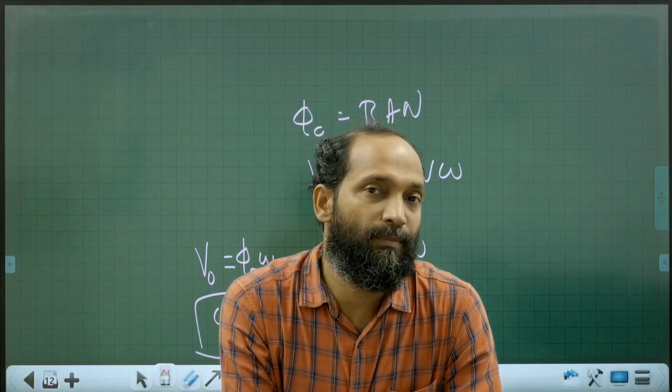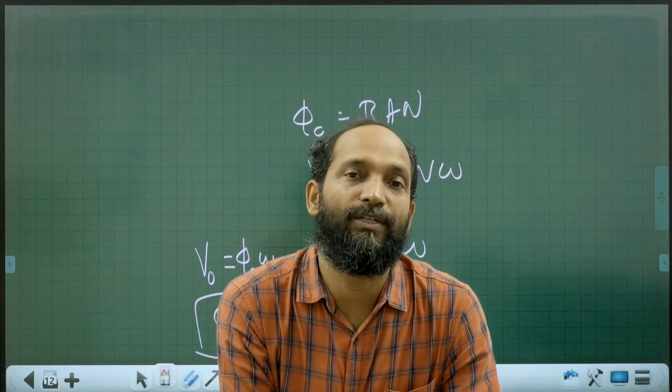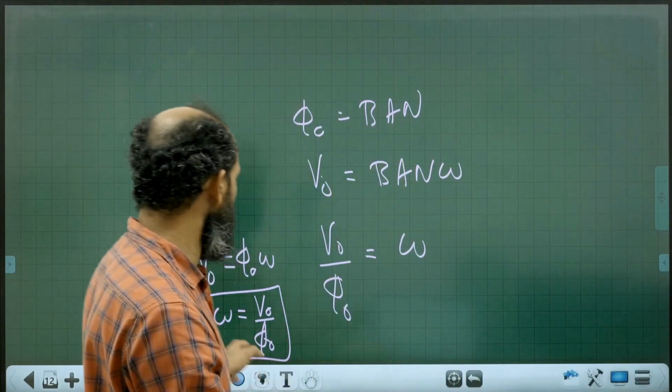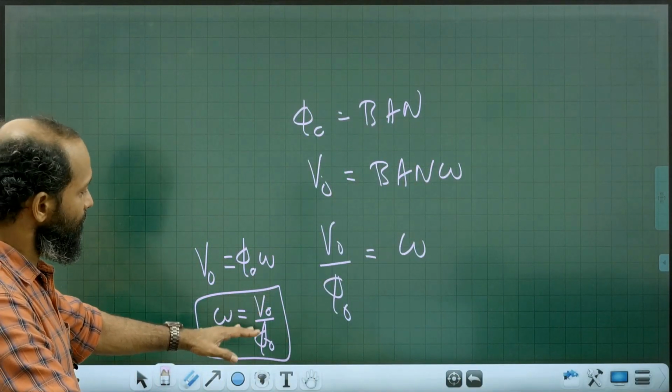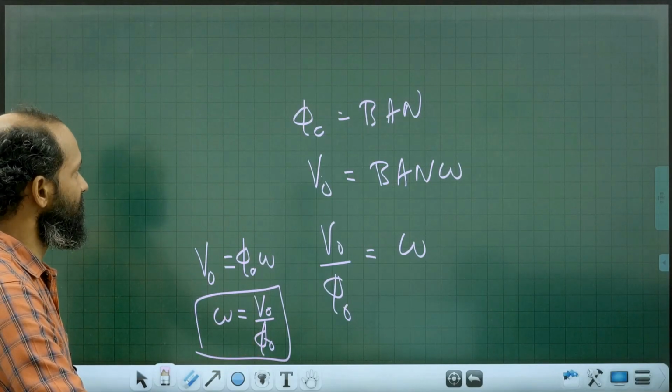That also may be an expected question. Omega equal to V0 by phi 0. Voltage amplitude by flux amplitude is the angular frequency. That's a very important question.